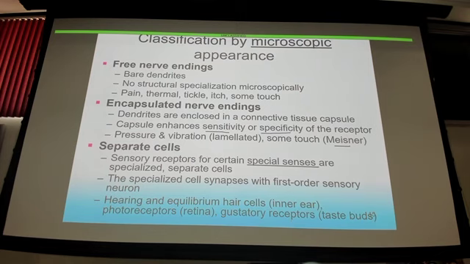If you can't visualize that, it'll lead you to problems later. You won't understand what this special cell is doing. The key here is that the specialized cell synapses with the first order neuron. That makes sense? I see a lot of y'all nodding, so I'm thinking it's making sense.